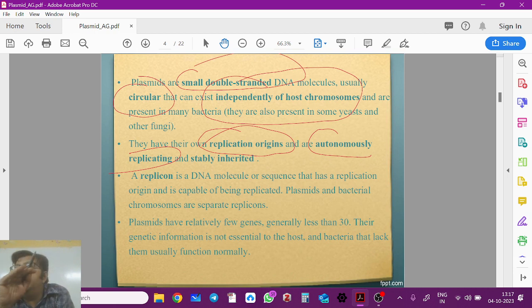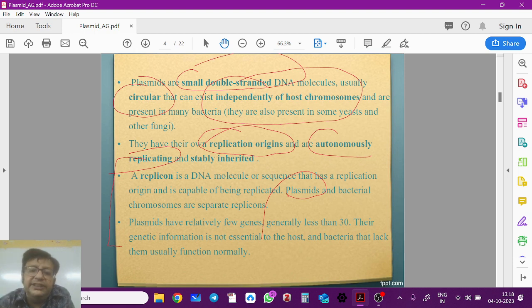So if this particular bacteria divides, the plasmids will also be divided into two cells. Now, what is a replicon? A replicon is a DNA molecule that has a replication origin and is capable of being replicated. So a plasmid is one single replicon, and the bacterial chromosome is another replicon. The plasmid will replicate as a unit, and the bacterial chromosome will replicate as a unit. So they are known as replicons.